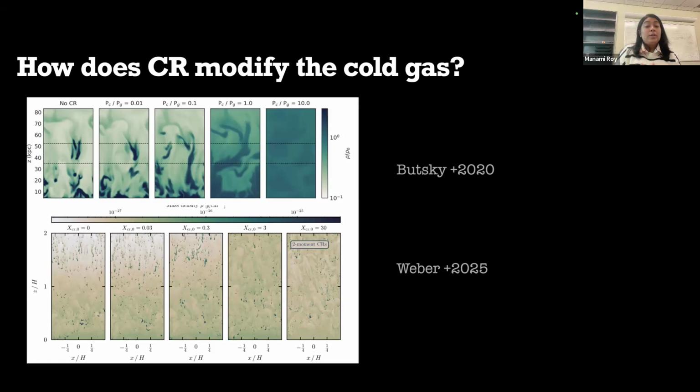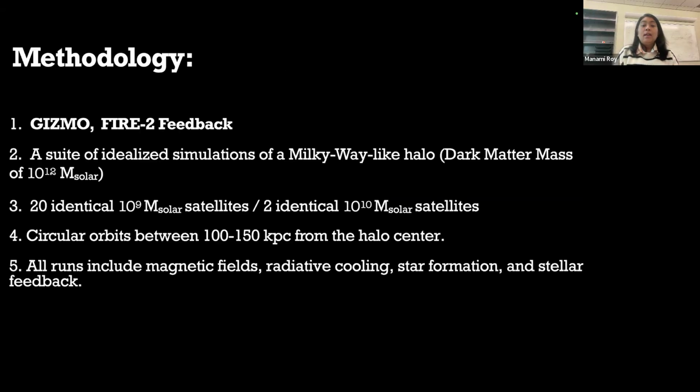So we wanted to ask the question: if cosmic rays modify the multiphase gas like hot gas and cold gas, how do cosmic rays affect ram pressure stripped gas from the satellite galaxies which are roaming around in the CGM of their host galaxy?